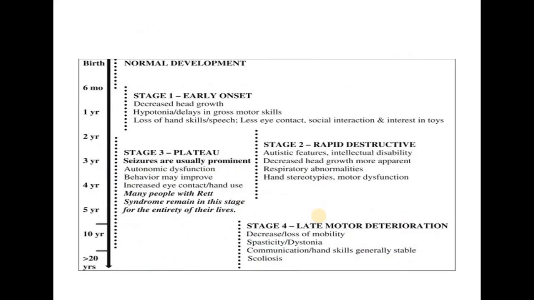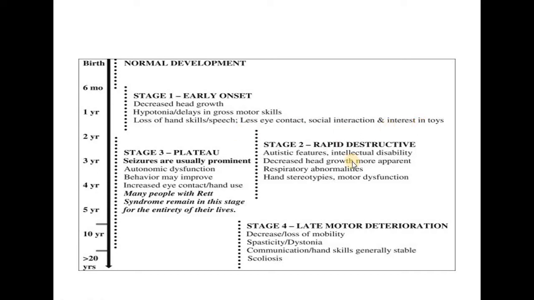And this will tell the stages of Rett syndrome. In the stage which occurs between 6 months to 1 year, there is an early onset. Here you can see there is decreased head growth, hypotonia, that is delays in gross motor skills, then loss of hand skills, a loss of speech, less eye contact, social interactions, and interest in toys. So this is the first stage, that is early onset of Rett syndrome.